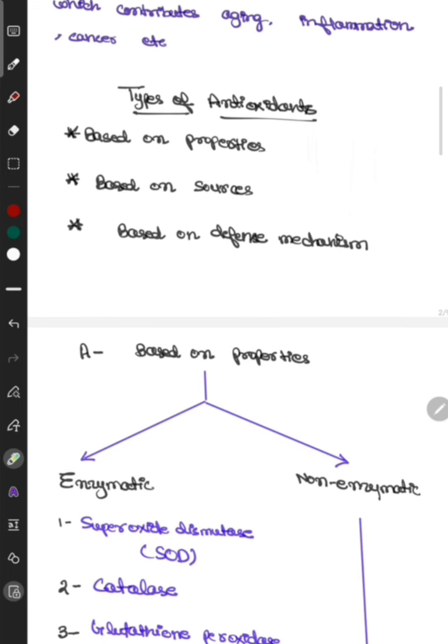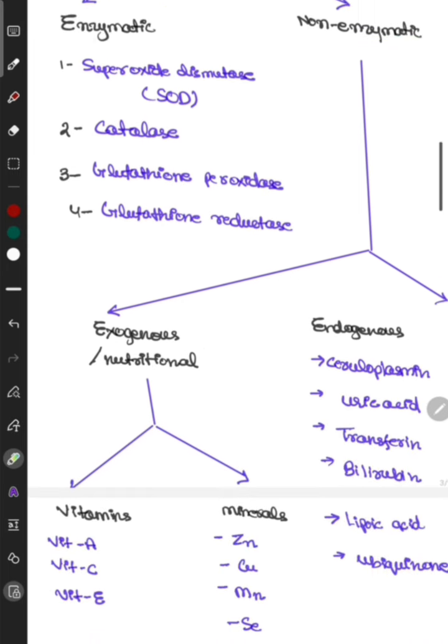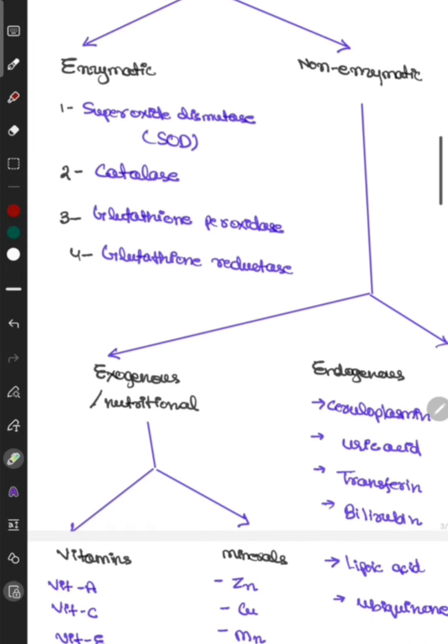There are mainly three types of antioxidants on the basis of the properties, on the basis of the source and on the basis of the defense mechanism. First of all, we will see on the basis of the properties. These are categorized into two forms, enzymatic and non-enzymatic. Enzymatic antioxidants contain mainly superoxide dismutase, catalase, glutathione peroxidase and glutathione reductase.